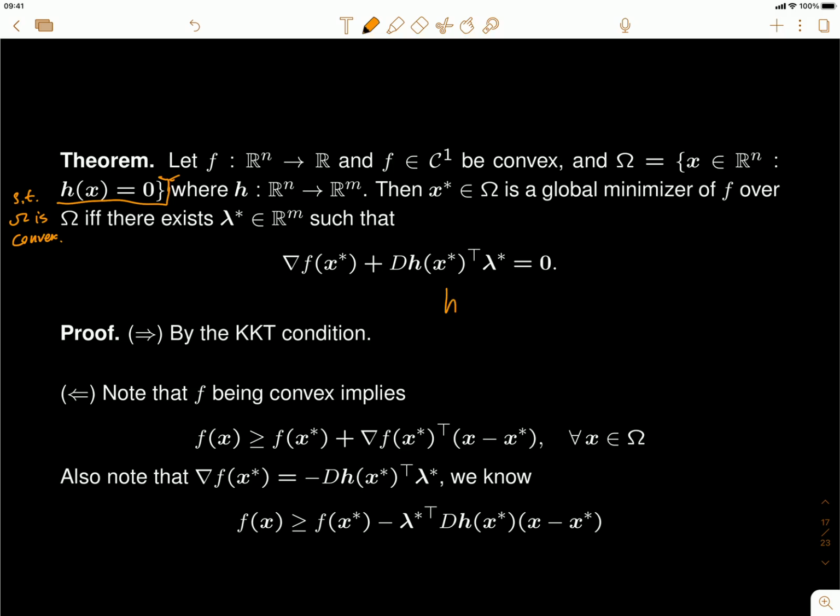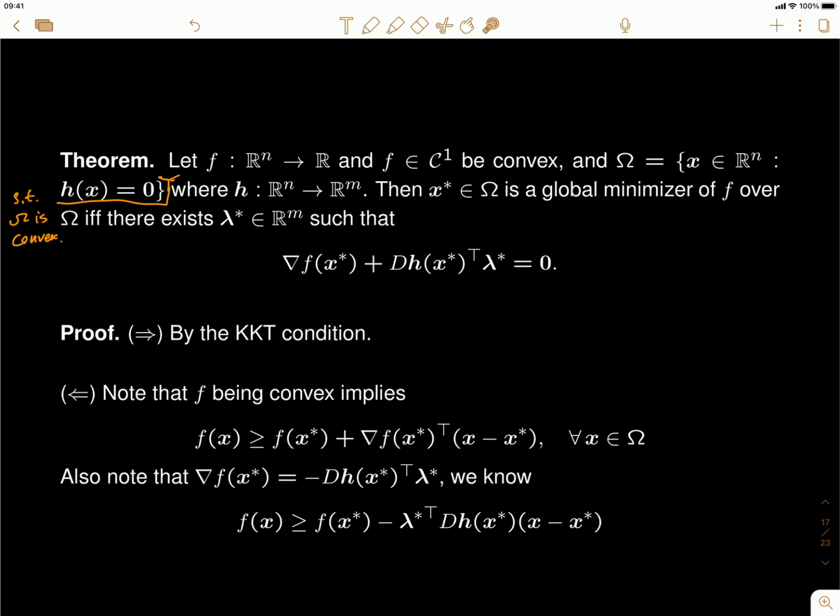If you still recall, we say that the x star and the lambda star satisfy the KKT condition if these two hold. Okay, so we already know that x star is in the omega, so we just need to check if there exists some lambda star such that this is equal to 0.